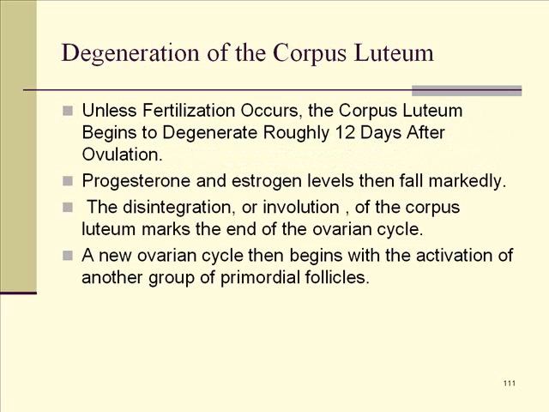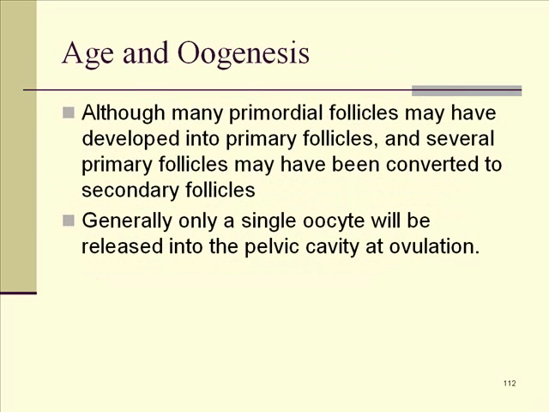Unless fertilization occurs, we'll see that the corpus luteum will begin to degenerate 12 days after ovulation. Progesterone levels and estrogen levels will then fall markedly. The disintegration and involution of the corpus luteum will mark the end of the ovarian cycle. Now, a new ovarian cycle will then begin with the activation of another group of primordial follicles. Again, remember, there's a limited number of these cycles that can take place.